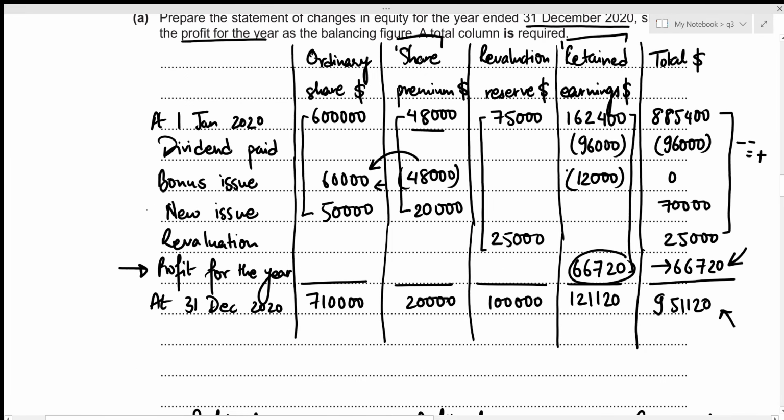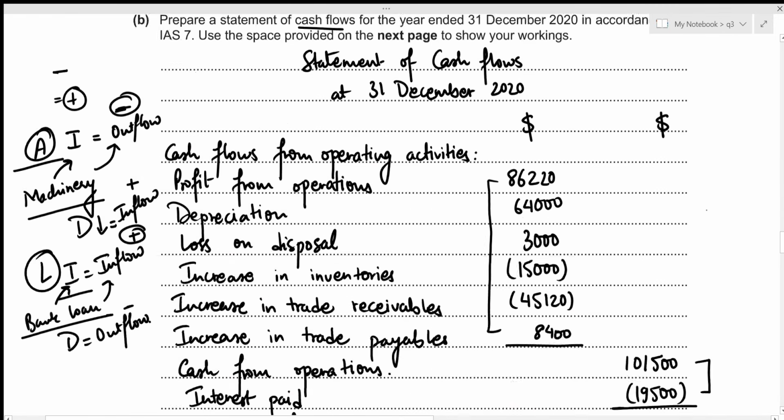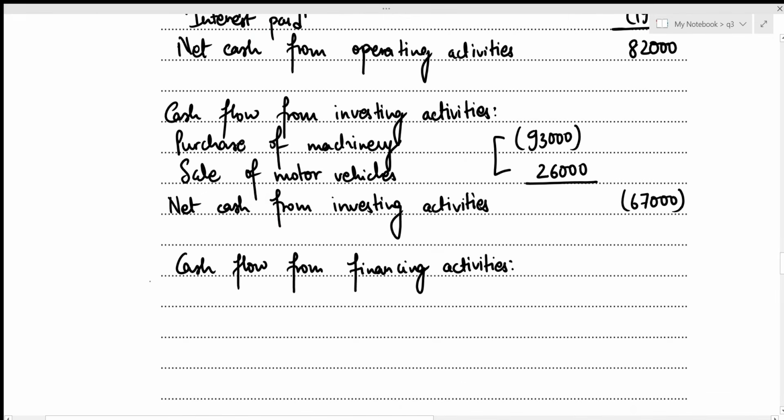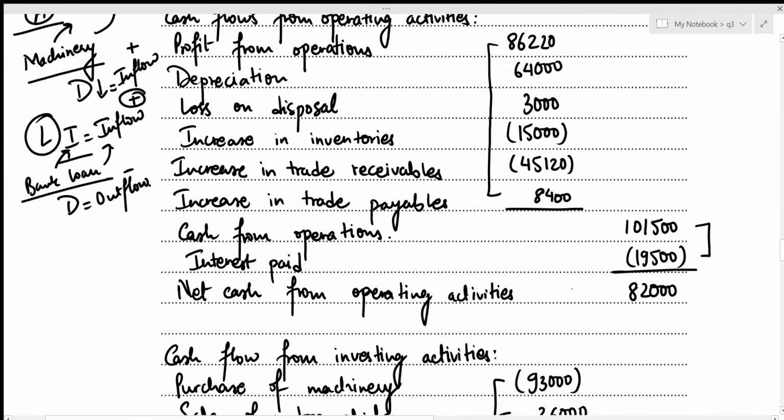Right here, we can see that we issued new shares, right? And those new shares amounted to 70,000, which means that these 70,000 were paid by investors of outside parties to our company. So this is definitely a cash inflow, right? Inflow should be added. So we need to add this value of 70,000 in our cash flow statement. Let's do that. New issue of shares amounting to 70,000. All right.